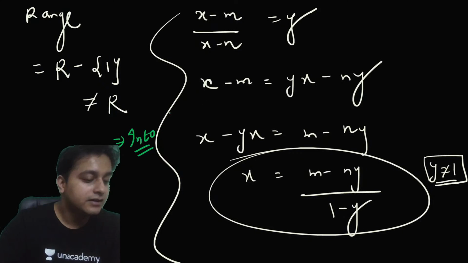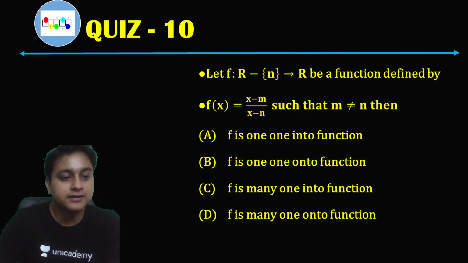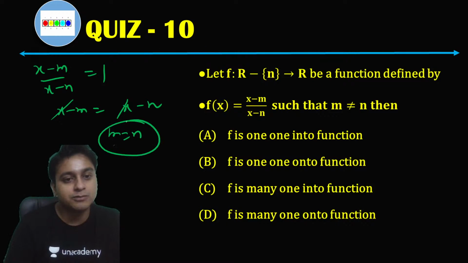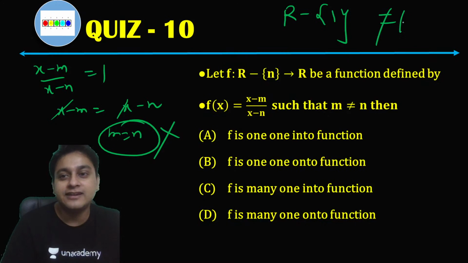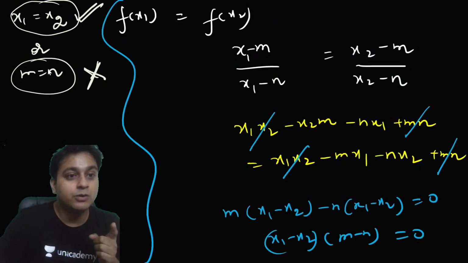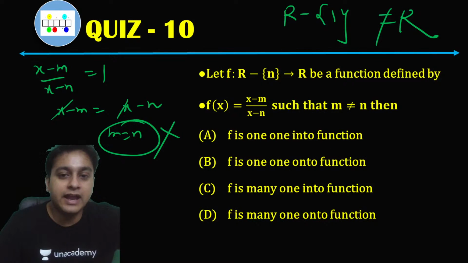Okay, great. And you can check also, guys, if you put y equal to 1, let's suppose you put x minus m upon x minus n as 1, what will happen? x minus m equals minus n. x cancels, we'll get m equal to n, which is not possible. That's why your range will not have 1. So range is all real except 1, and that is not equal to the codomain. So obviously, first of all it was one-one, but it is into, right?